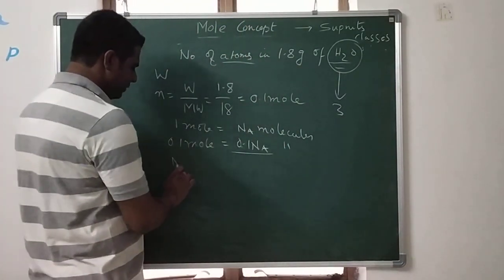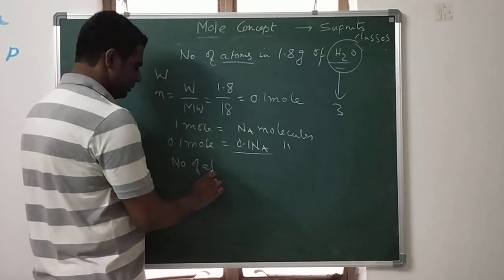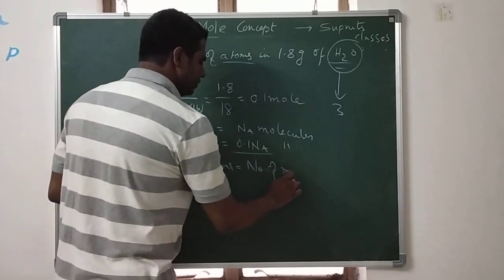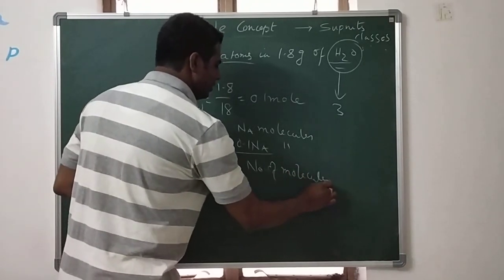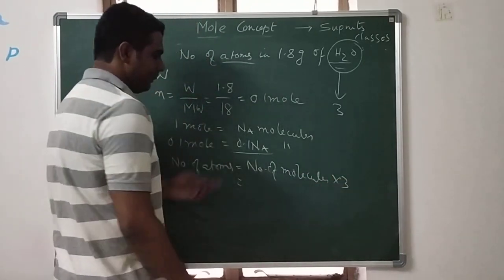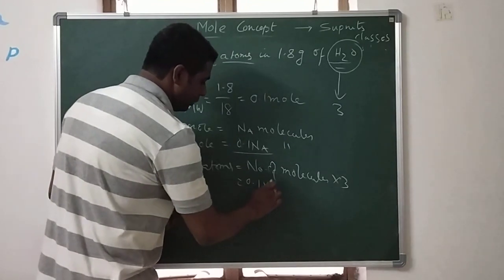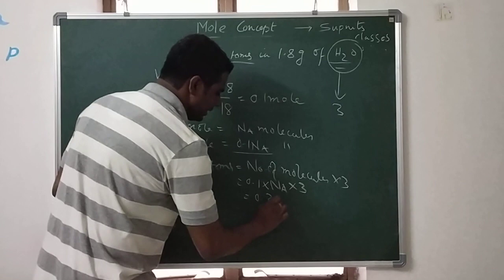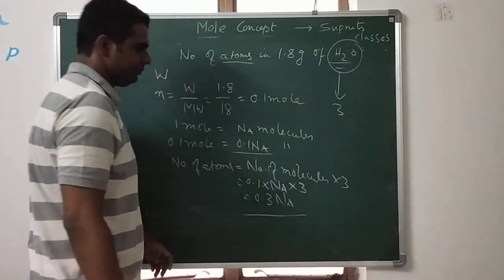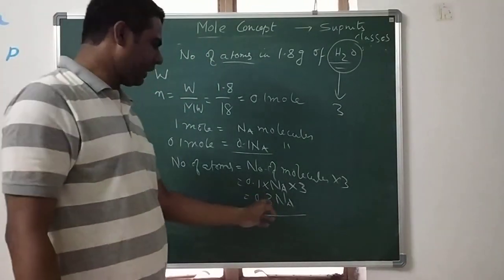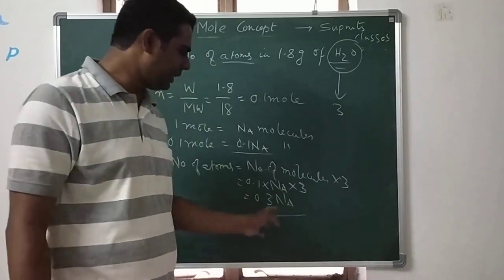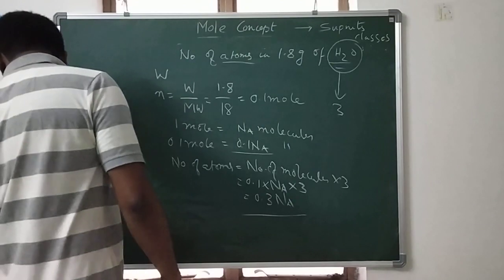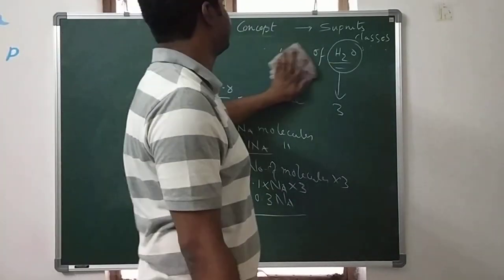Okay? So number of atoms will be number of molecules into 3, correct? So number of atoms is 0.1 into Na into 3. So 0.3 Na. Now you can obviously write down 6.02 into 10 to the power 23 and multiply to get a good number over here. Okay? So these are the kind of problems that will be getting asked in various examinations.